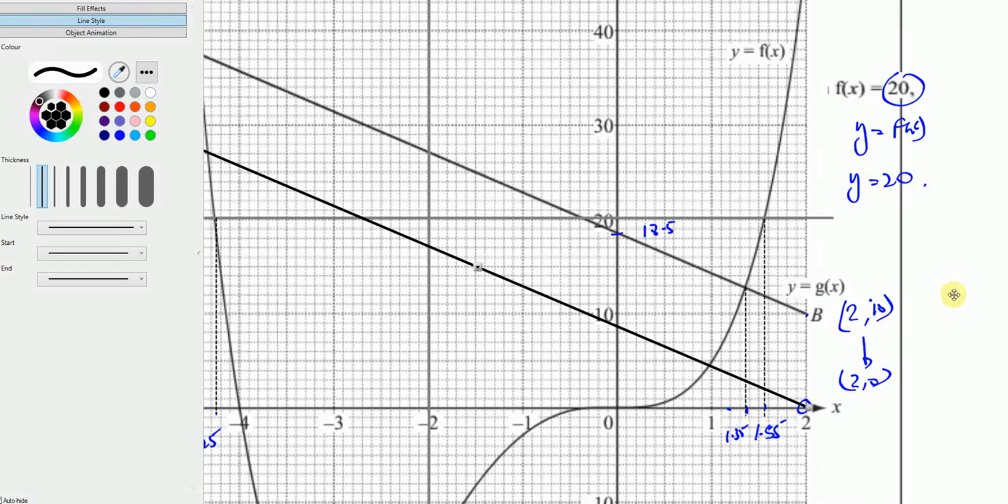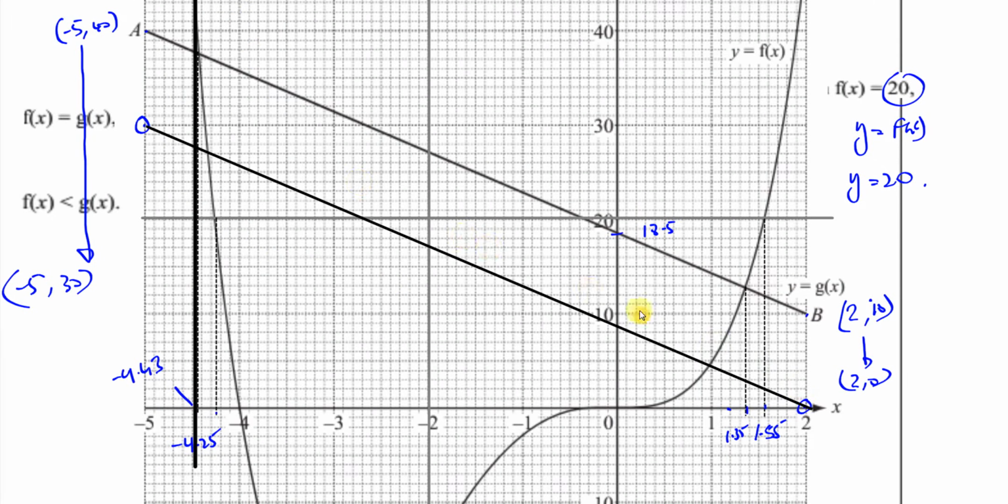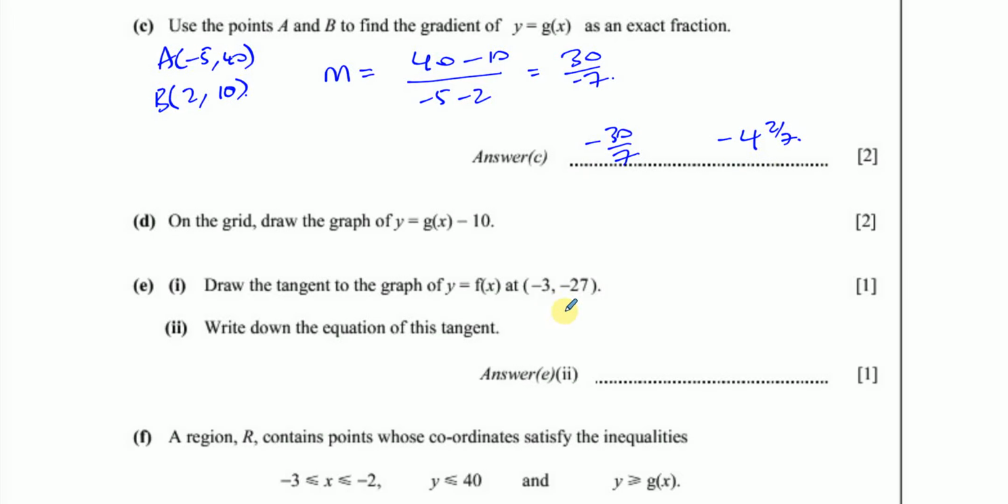Okay, so this is the graph, the line y equals g of x minus 10. Let me make it a bit longer so I can label it properly. So here we have y equals g of x minus 10. We've taken the function y equals g of x, and we've taken away 10 from the y values. So of course it's going to be parallel to the original line, but 10 units below it. It's going to go down by 10 units. So there we've drawn the line y equals g of x minus 10.